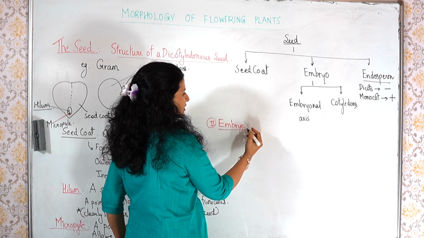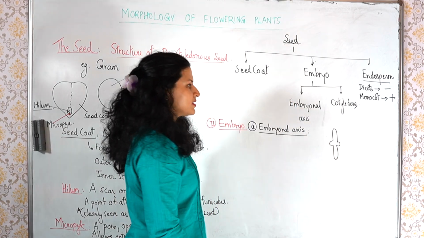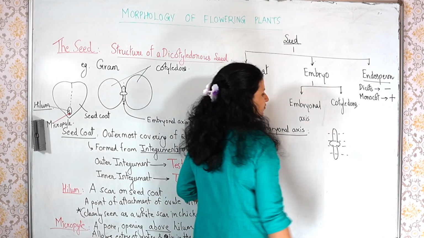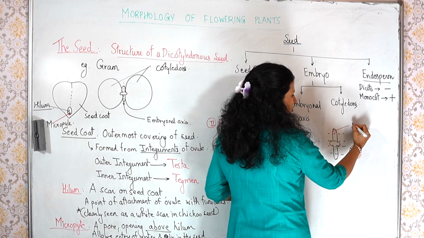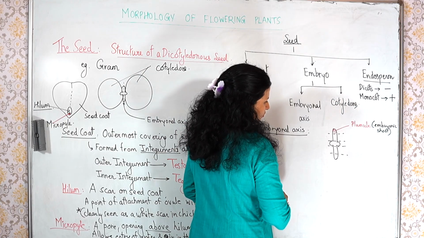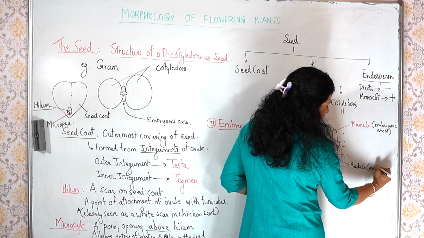Embryo has two parts. Let's talk about the embryonal axis, the first part. If I call this the embryonal axis, it is divided into certain regions. 5 distinct regions can be marked. This is the first part, known as the plumule. Plumule can be defined as the embryonic shoot. Next, what about this part below? This part is the radicle, which is the embryonic root.